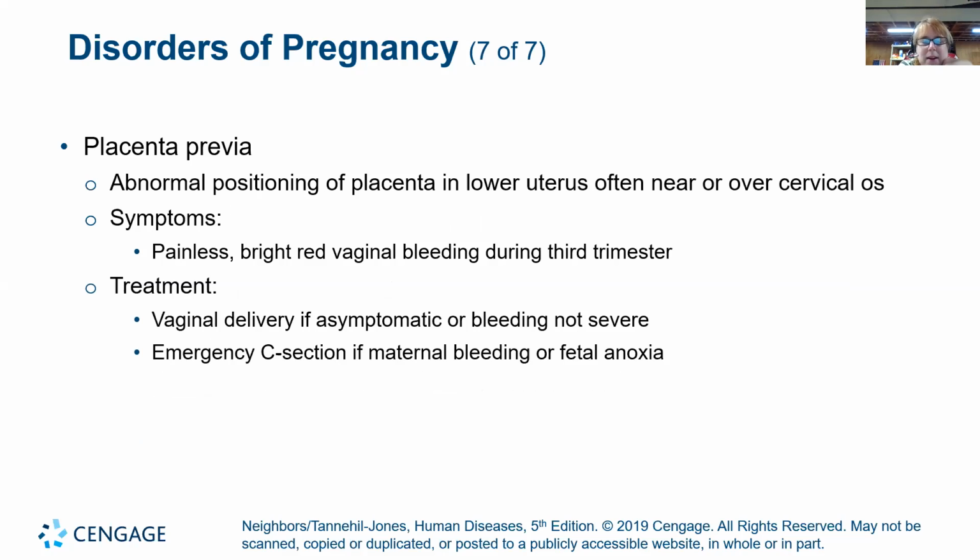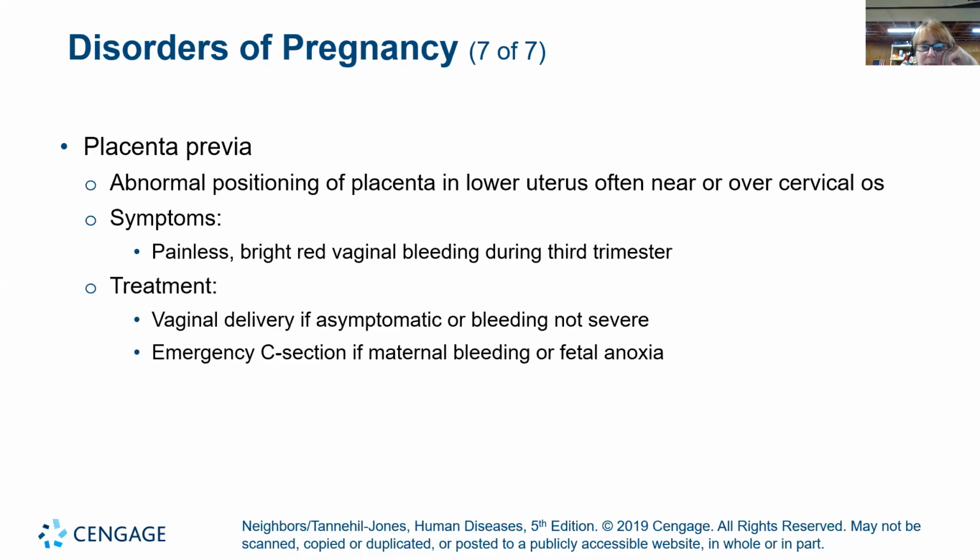This is placenta previa. This is when during the pregnancy the placenta abnormally positions itself in the lower uterus. The placenta is usually attached high in the uterus. The symptoms can be painless bright red vaginal bleeding during the third trimester, which scares the crap out of pregnant women. They may put them on bed rest. They may just keep them monitored.